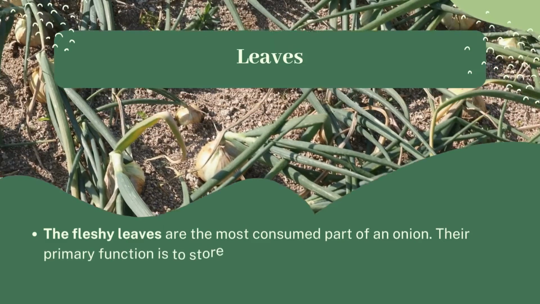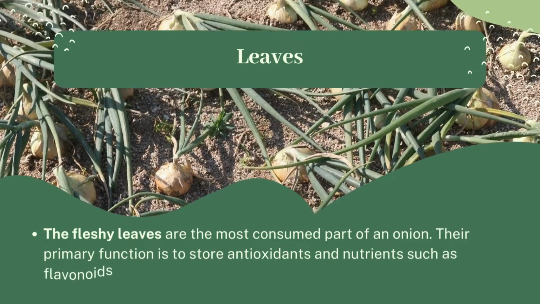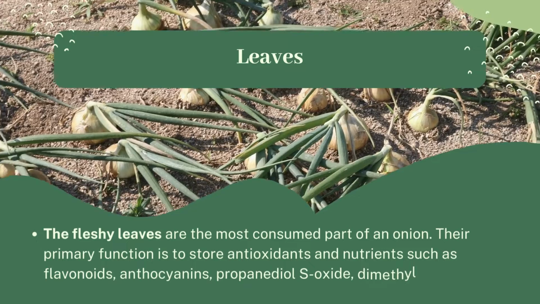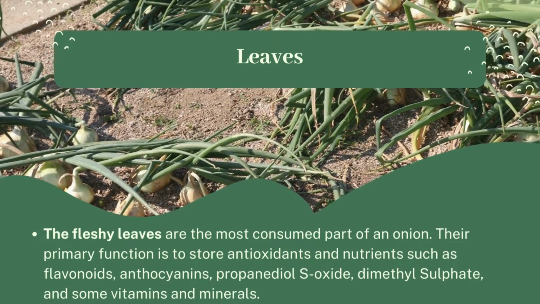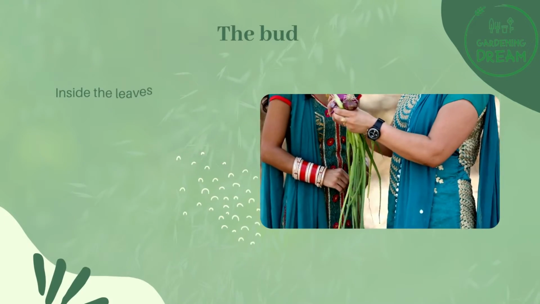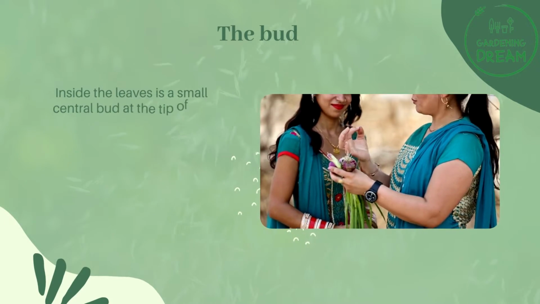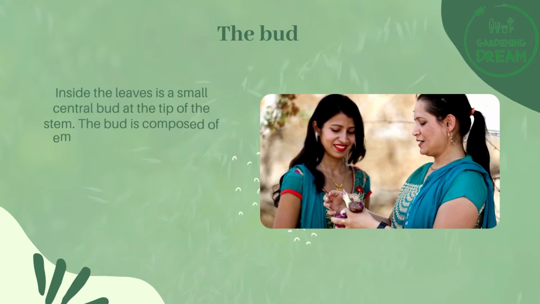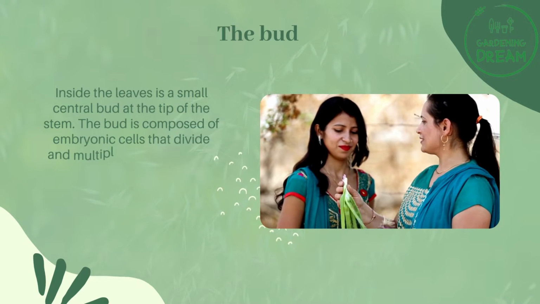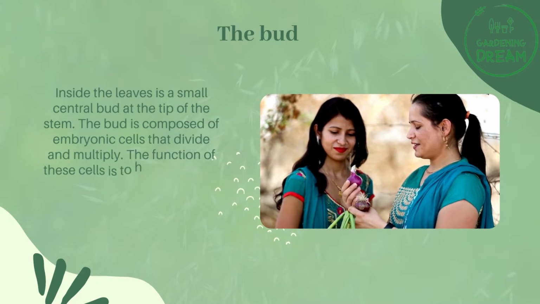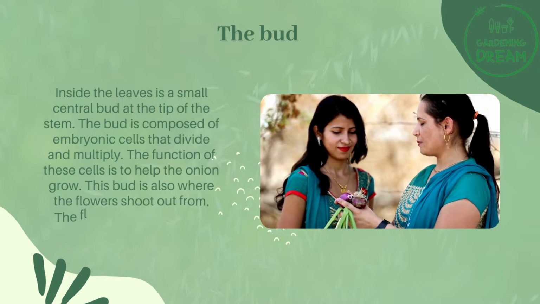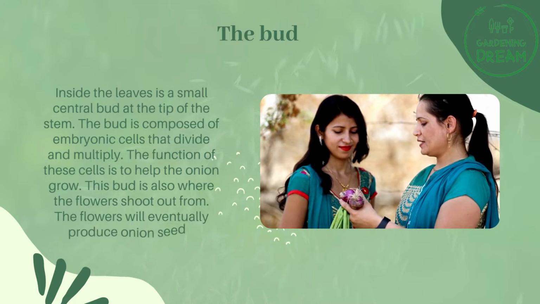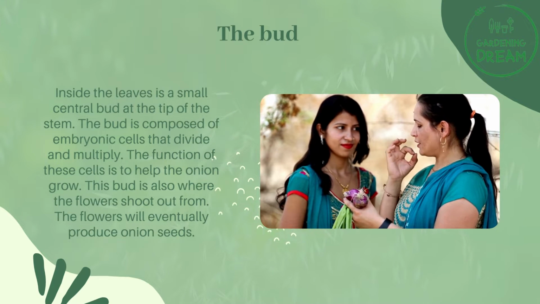Their primary function is to store antioxidants and nutrients such as flavonoids, anthocyanins, propanediol S-oxide, dimethyl sulfate, and some vitamins and minerals. The bud. Inside the leaves is a small central bud at the tip of the stem. The bud is composed of embryonic cells that divide and multiply. The function of these cells is to help the onion grow. This bud is also where the flowers shoot out from. The flowers will eventually produce onion seeds.